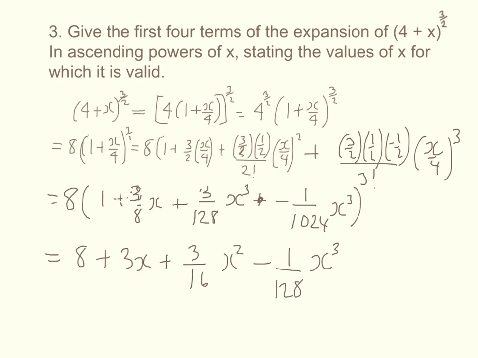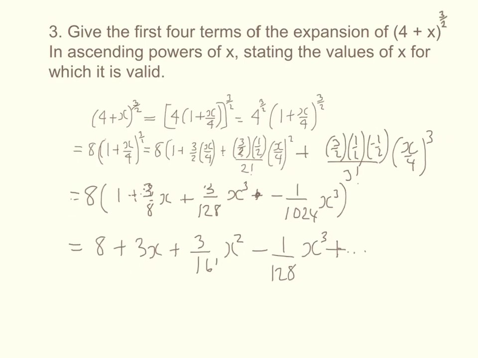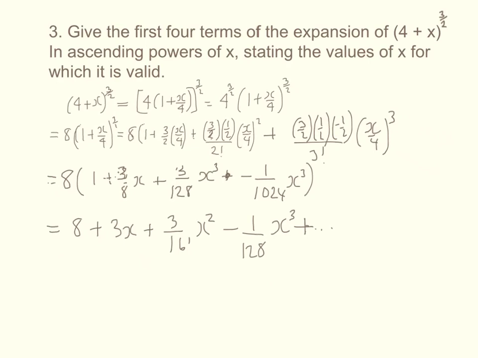Okay, so that's what we were asked for, ascending powers of x up to x cubed, or the first 4 terms, and the only thing we've got left to do is the validity part. So here, when we used our expansion, it was x over 4 that we were using in that position, so the modulus of that has to be less than 1. So the modulus of x has to be less than 4.